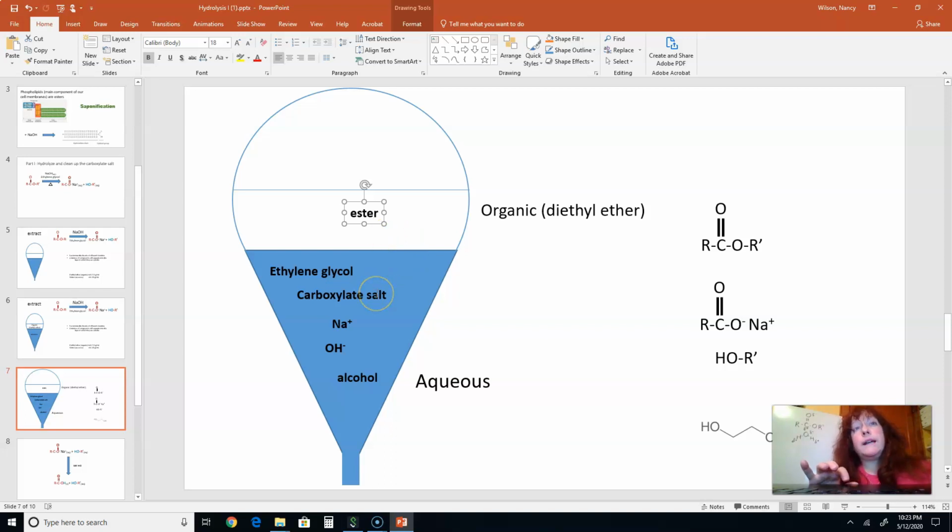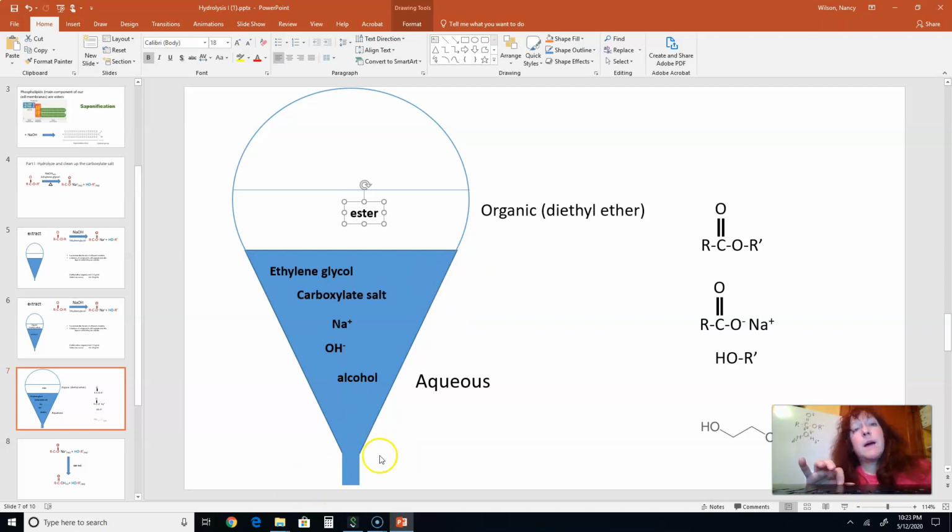If what I wanted, if I did an extraction where the salt moved from the layer I put it in to whatever else I added into the separation funnel, I would call it an extraction. So this is an example of a wash. The glassware that you use is called a separation funnel, separatory funnel.